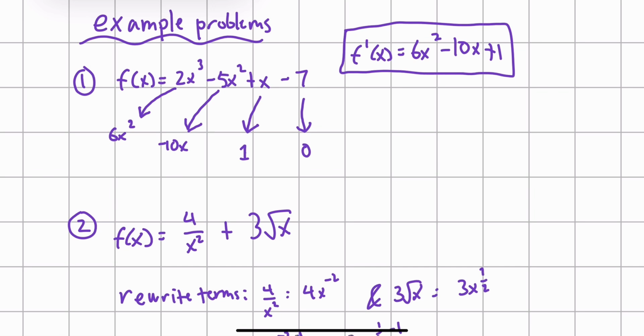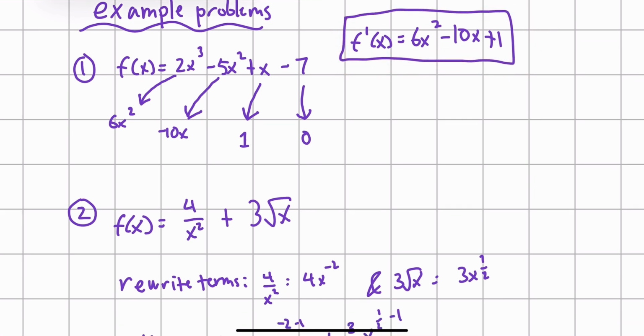For our second term, we can use power rule again. We bring the 2 down and subtract 1 from the exponent, so we get negative 10x. The derivative of x is equal to 1, and negative 7 becomes 0 because negative 7 is a constant, and the derivative of a constant is always 0. So our final answer is f prime of x equals 6x squared minus 10x plus 1.